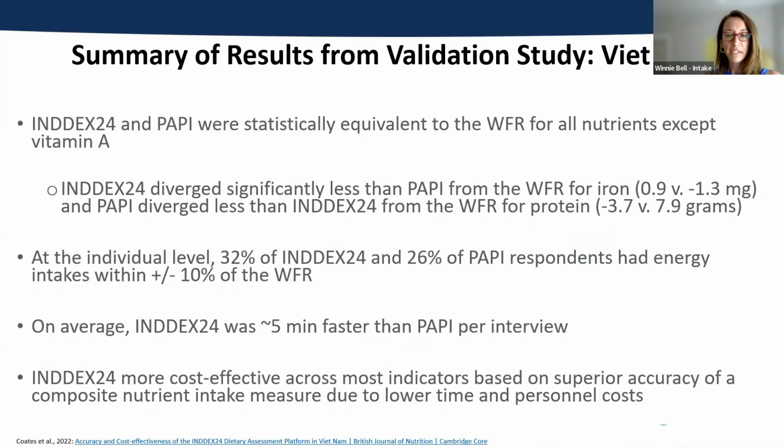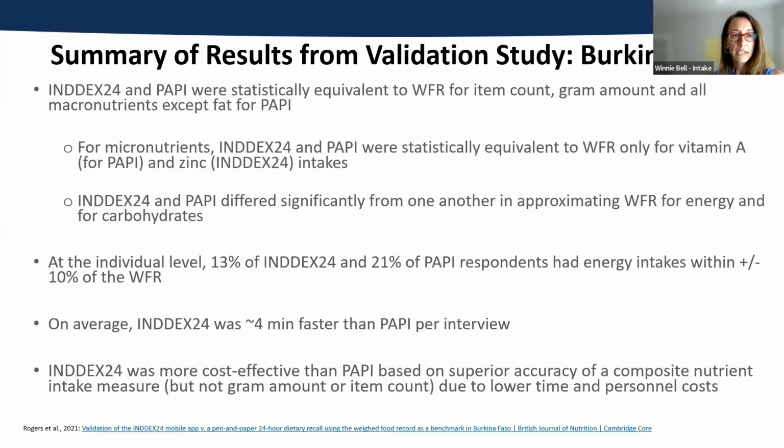A couple of things I wanted to highlight: in Vietnam, we found that Index 24 and pen and paper 24-hour recall both performed very well compared to the weighed food record. We found equivalence across all nutrients except for vitamin A. At the individual accuracy level, 32% of Index 24 respondents and 26% of pen and paper respondents had energy intake within 10% of the weighed food record. And on average, interviews took 39 minutes, and were about 5 minutes faster using Index 24 than pen and paper. And for Burkina Faso, we saw a little bit more variability in our findings.